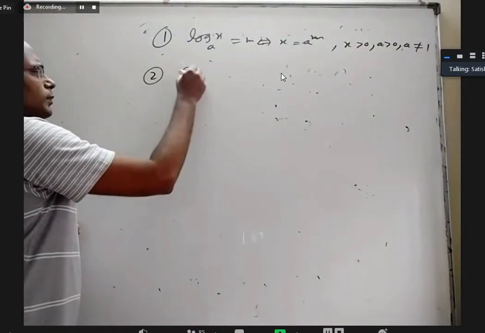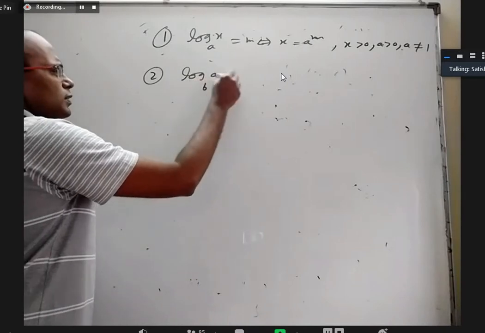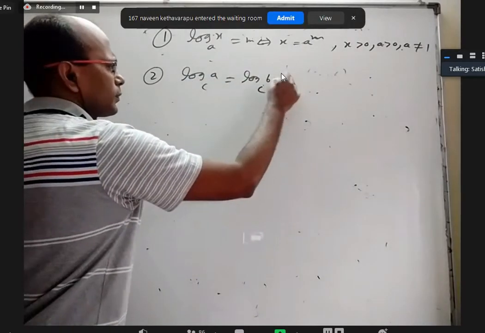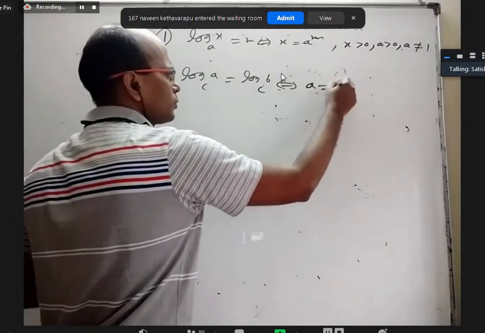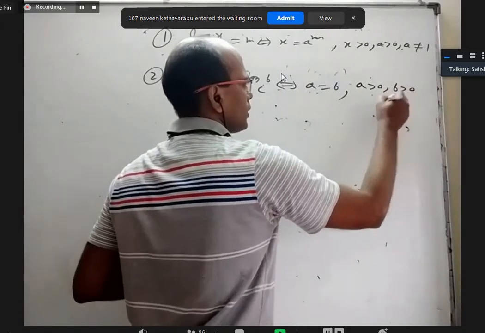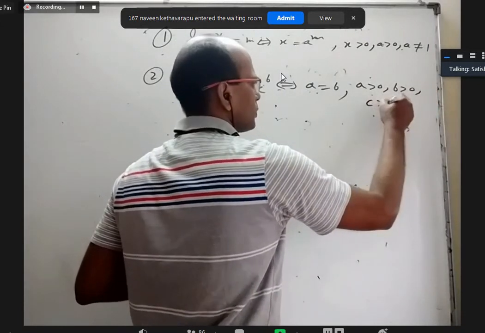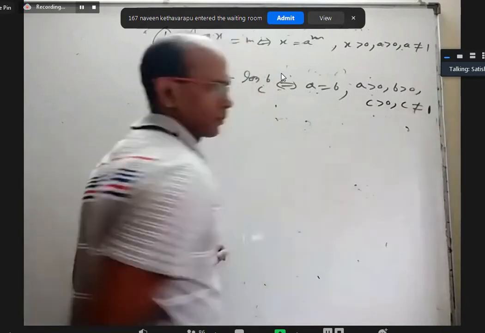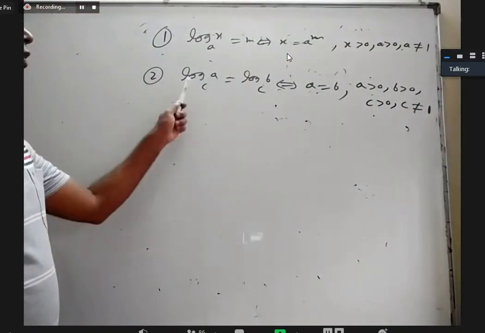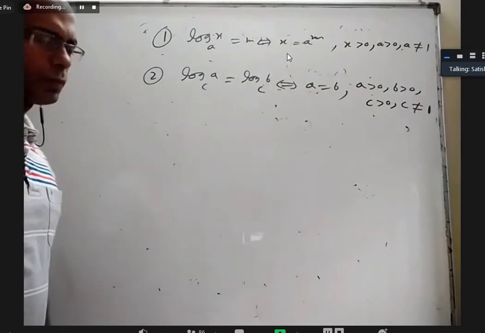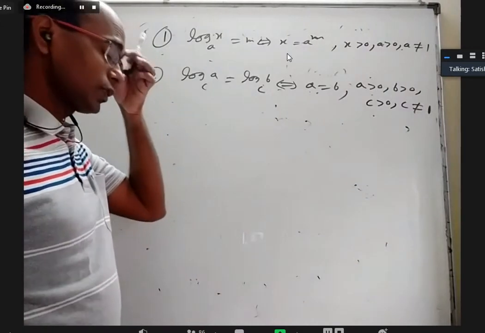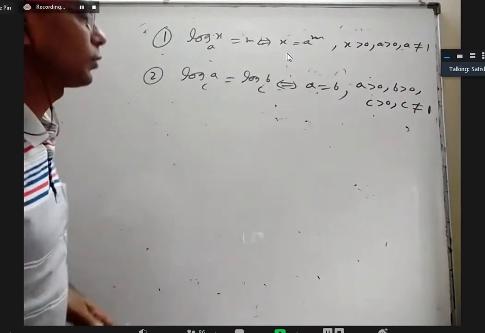Second point, log a base c is equal to log b base c implies a equal to b. Of course, a should be positive, b should be positive, and c also should be positive, and c should not be 1. Okay, log a equal to log b means a equal to b, no doubt about it. But base should not be negative, base should be positive and should not be 1, and a, b should be positive.